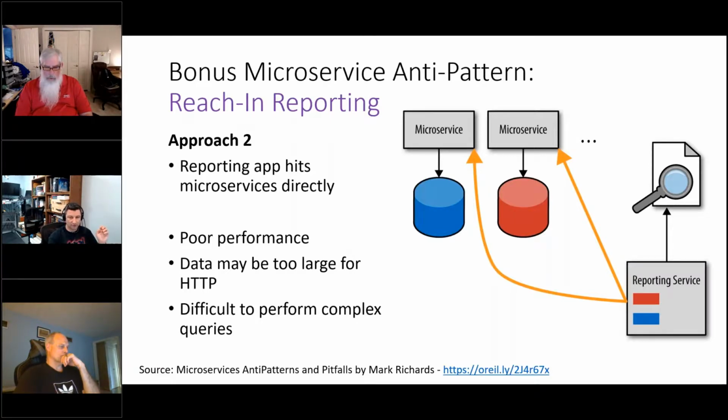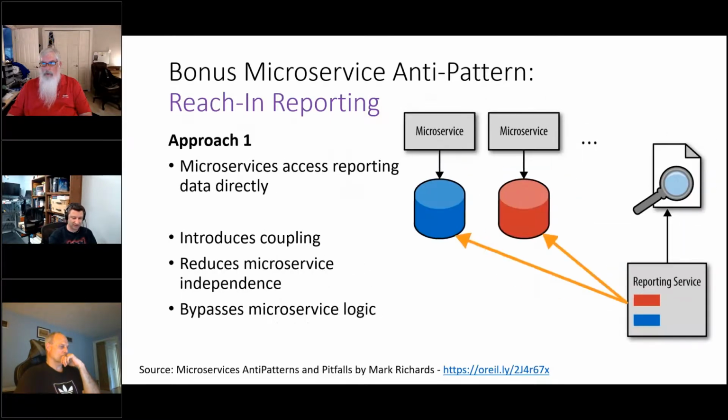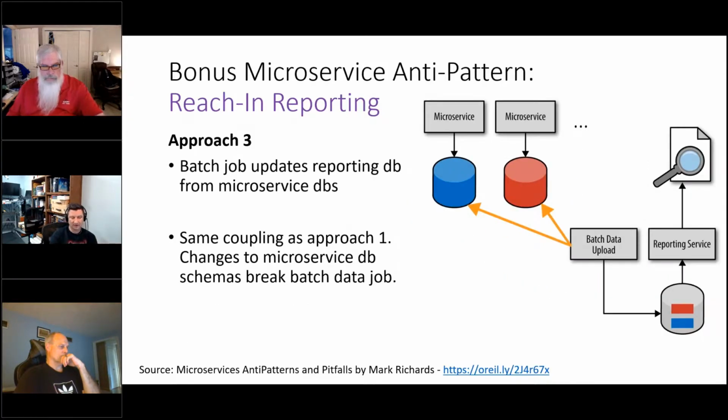Okay, so number 3, your third approach is, well, let's just have a batch job that updates the reporting database from the microservice database. And so it kind of decouples the reporting service from direct access. And now the biggest difference here is the reporting service has its own data store. So in this first one, this is approach 1, the service just directly hits the data and creates the reports. This third one, now we've created a separate database just for reporting, right? A data cube or something like that.